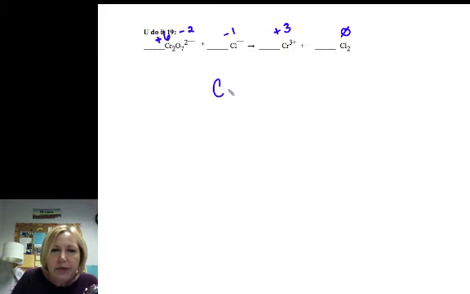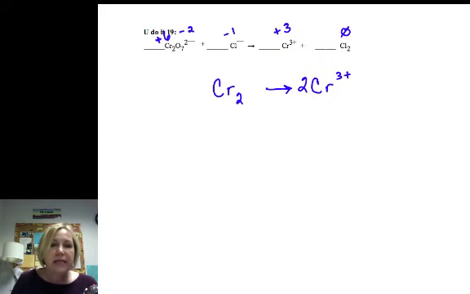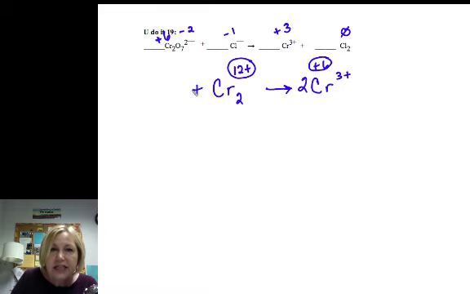So the chromium, at least 2 of them, so I'm going to bring that 2 down. Go to chromium 3+. It might be 2, it might be 4, it might be 6, it might be 8, but it's not going to be an odd number. Now, the chromium went from +6 and 2 of them, so that's actually a total of +12, right? 12 positives between those 2 Crs. Okay, and that's a +6 on this side, 2 times the 3+. So I'm going to need 6 electrons.